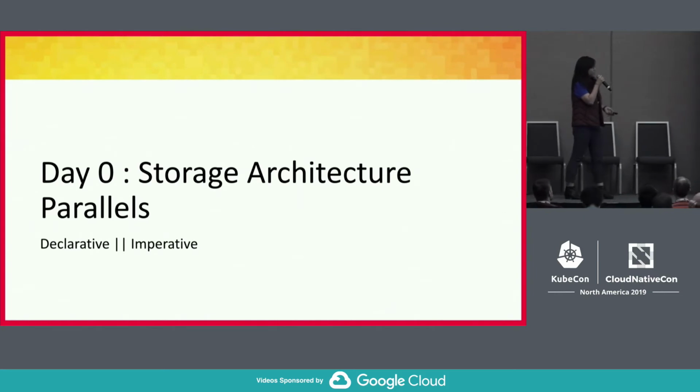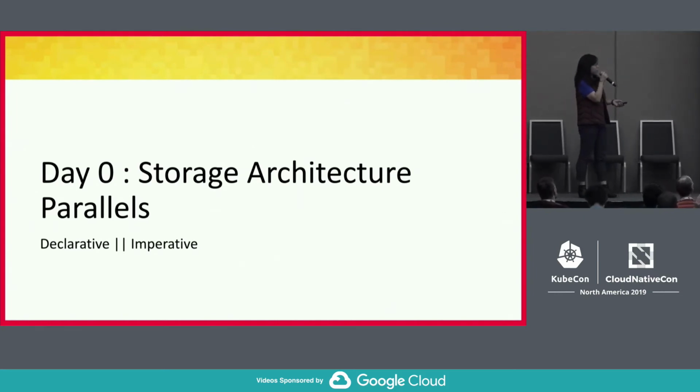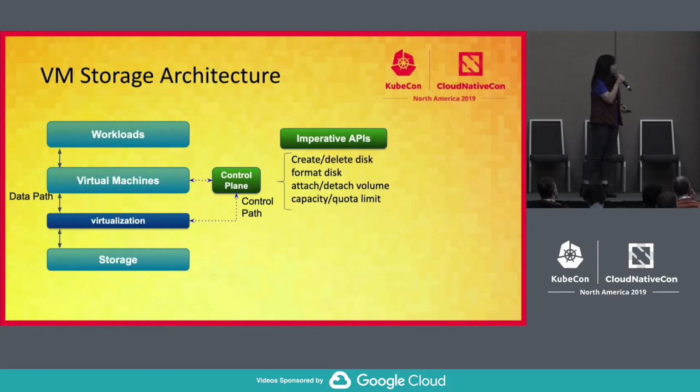OK, so day 0, let's start with storage architecture comparison. This is a typical virtual machine cluster setup, a simplified architecture view. The bottom layer is storage, and there's a variety of storage available. On top of the physical storage layer, typically there is a virtualization layer. It provides a unified interface for your virtual machine to access your storage, no matter what kind of storage is underneath. You can access it as file or block devices. And across these layers, the data paths make the storage available for your workload to access.